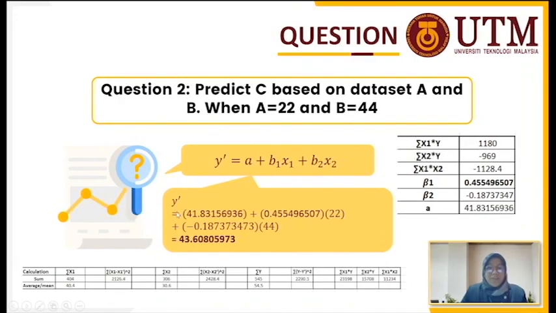So that's how we find the value of C using multiple regression when the given value of A equals to 22 and B equals to 44 in Excel.